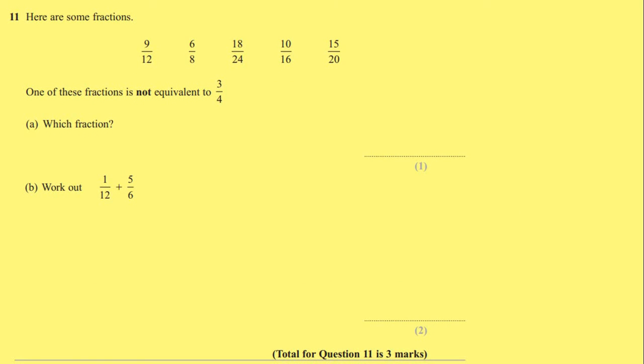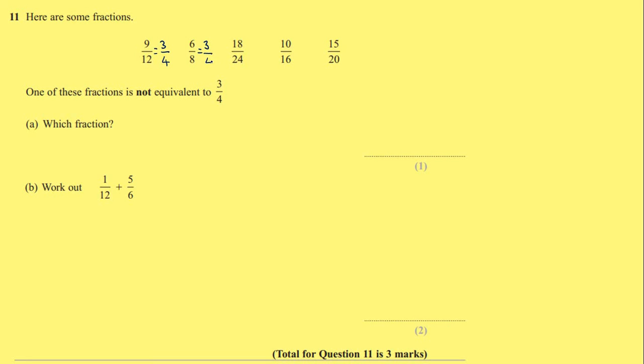Next, here are some fractions. Which of the fractions is not equivalent to 3/4? Now, the trick with these is dead simple. Just simplify the fraction. Name a number that goes into 9 and 12. 3, isn't it? So divide them both by 3. So we'll get 3/4. Name a number that goes into 6 and 8. It's 2. So divide them both by 2.